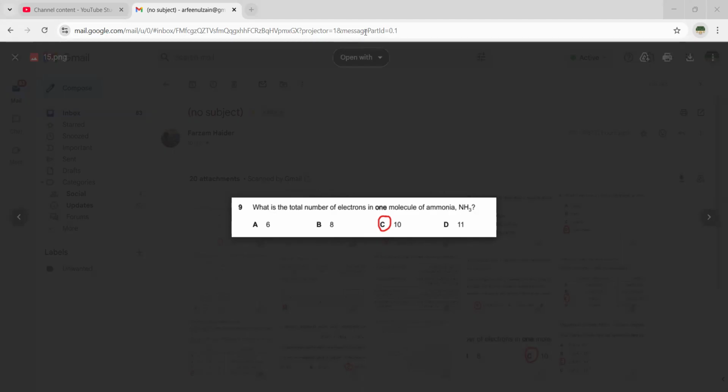What is the number of electrons in one molecule of ammonia? We have NH3. You have to use a periodic table. One nitrogen contains 7 electrons and one hydrogen contains 1 electron, and there are 3 hydrogens, so multiply by 3. So 7 electrons here and 3 electrons here, so the total will be 10 electrons. That's why one molecule will have 10 electrons.